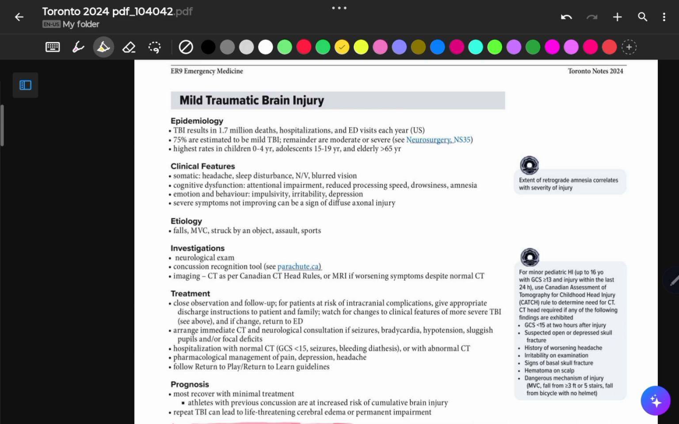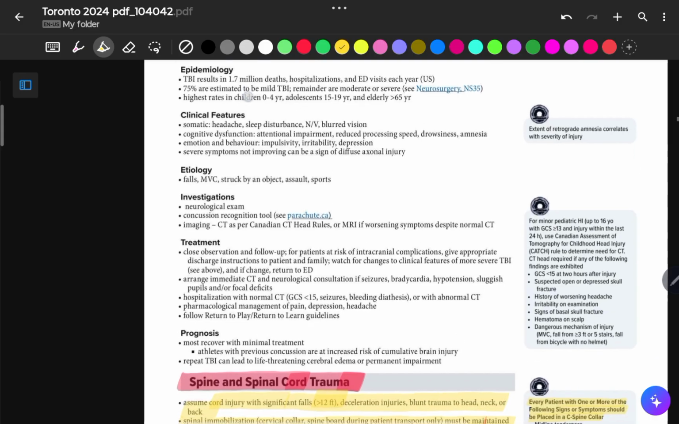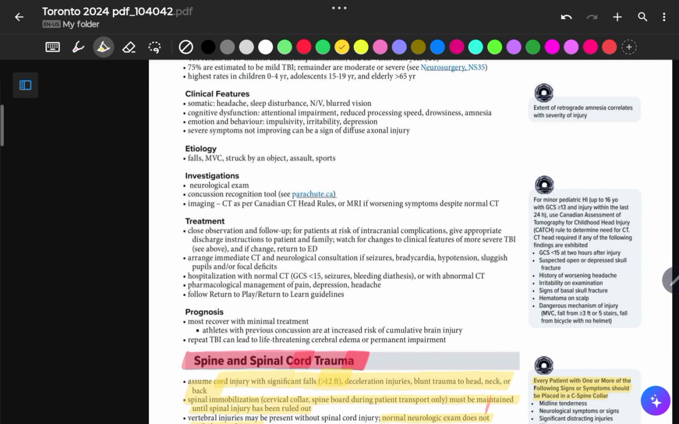So what are the causes of mild traumatic brain injury? It could be falls, MVC, being struck by an object, assault, sport. So what would you do? You want to do a physical examination, you want to use a concussion recognition tool, you want to do imaging, a CT scan, and an MRI if there are worsening symptoms despite a normal CT scan.